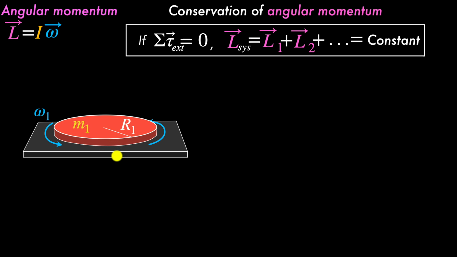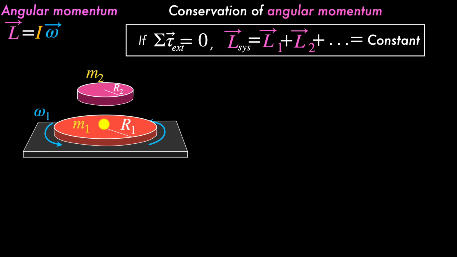Let's say we have a disk that is spinning on a frictionless table, and let the angular velocity be omega 1. Now let's say we drop another disk. This is not initially rotating, okay? We're going to drop it on this one, and there is friction between these two. So this is spinning, this is not. What happens when you drop this on this one?